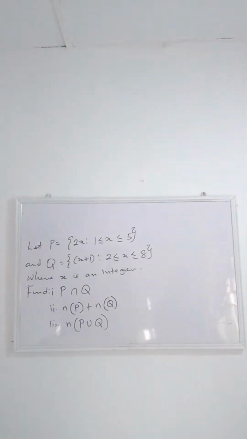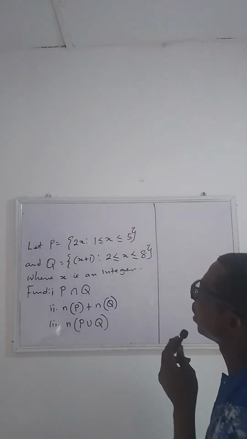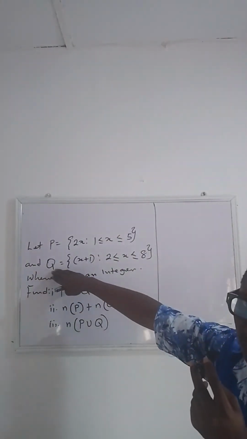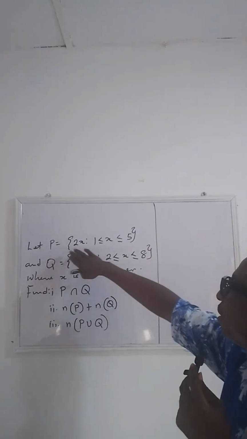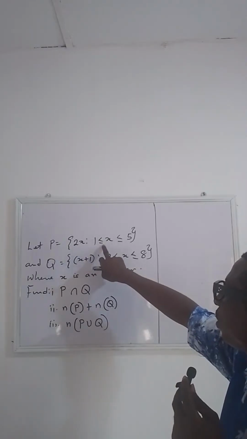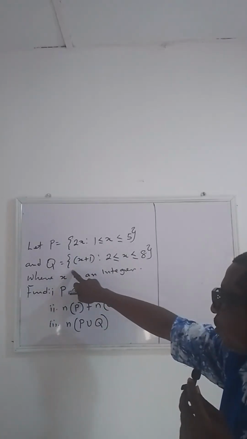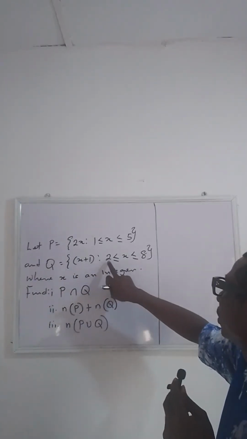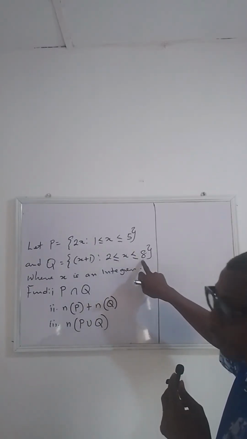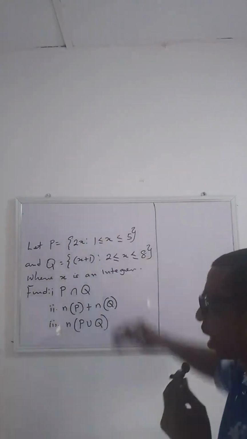All right, so now that is the question on the board. So I'm going to solve this problem, but before I solve it, I want you to try and list members of set P and set Q. Look at this. Now, P is the set of 2x such that 1 is less than or equal to x and x is less than or equal to 5. And Q is the set of x plus 1 such that 2 is less than or equal to x, less than or equal to 8. All right, so now the first thing is to list members of set P and set Q.